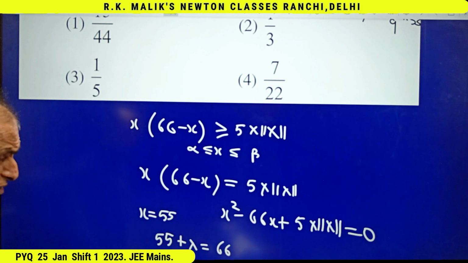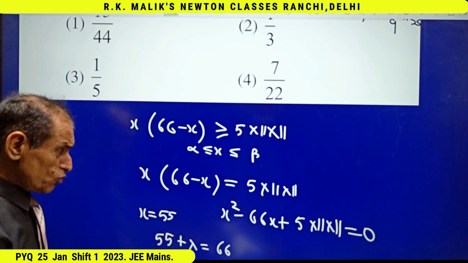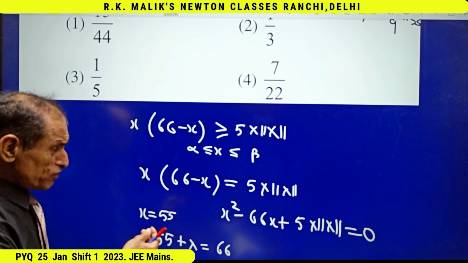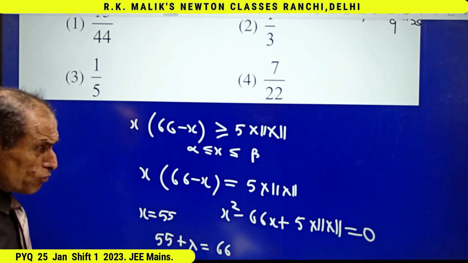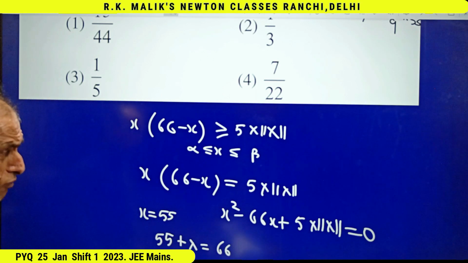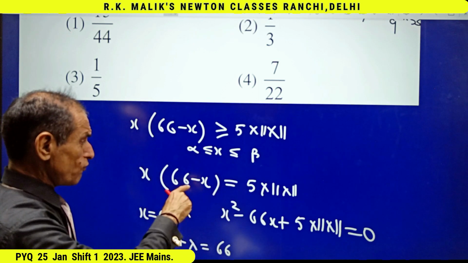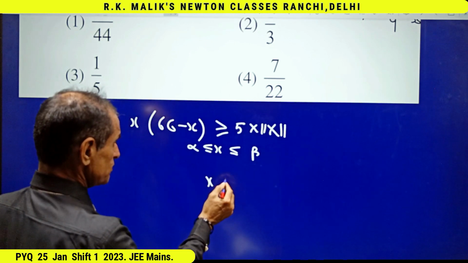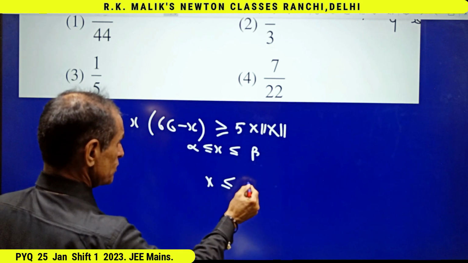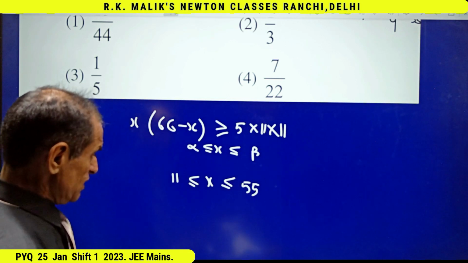But the better thing is, once one root of the quadratic equation is known to you, you can take the help of the sum of the roots, or the product of the roots, to find the other root of any quadratic equation. Hence, because I have got the conclusion that the roots of this are 11 and 55, the value of x becomes less than or equal to 55 and greater than or equal to 11.